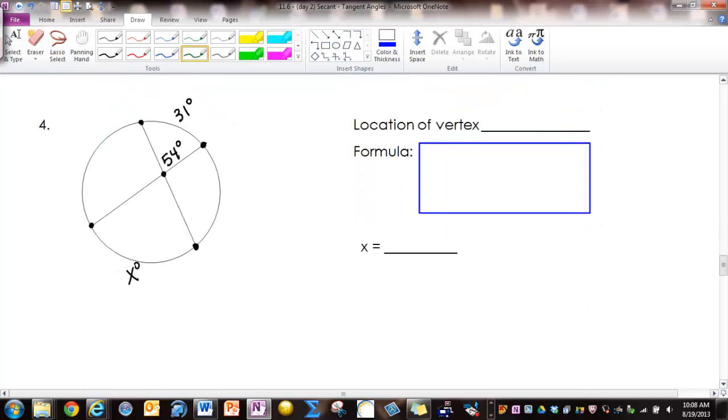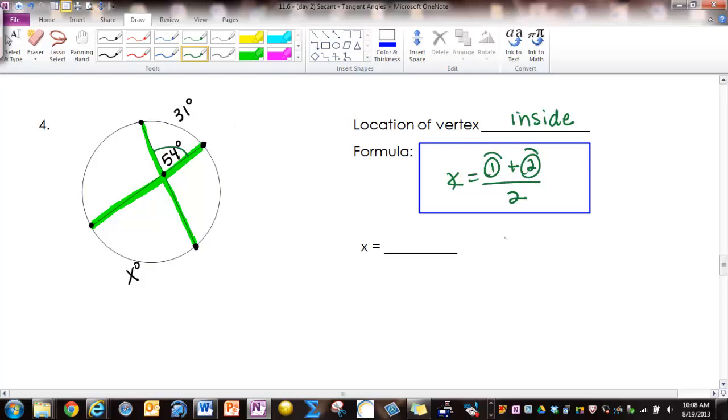Moving on to question 4. This angle is also formed by two chords, so its vertex is going to be inside the circle. Its formula again is angle equals arc 1 plus arc 2 divided by 2. But this one is set up a little bit different.